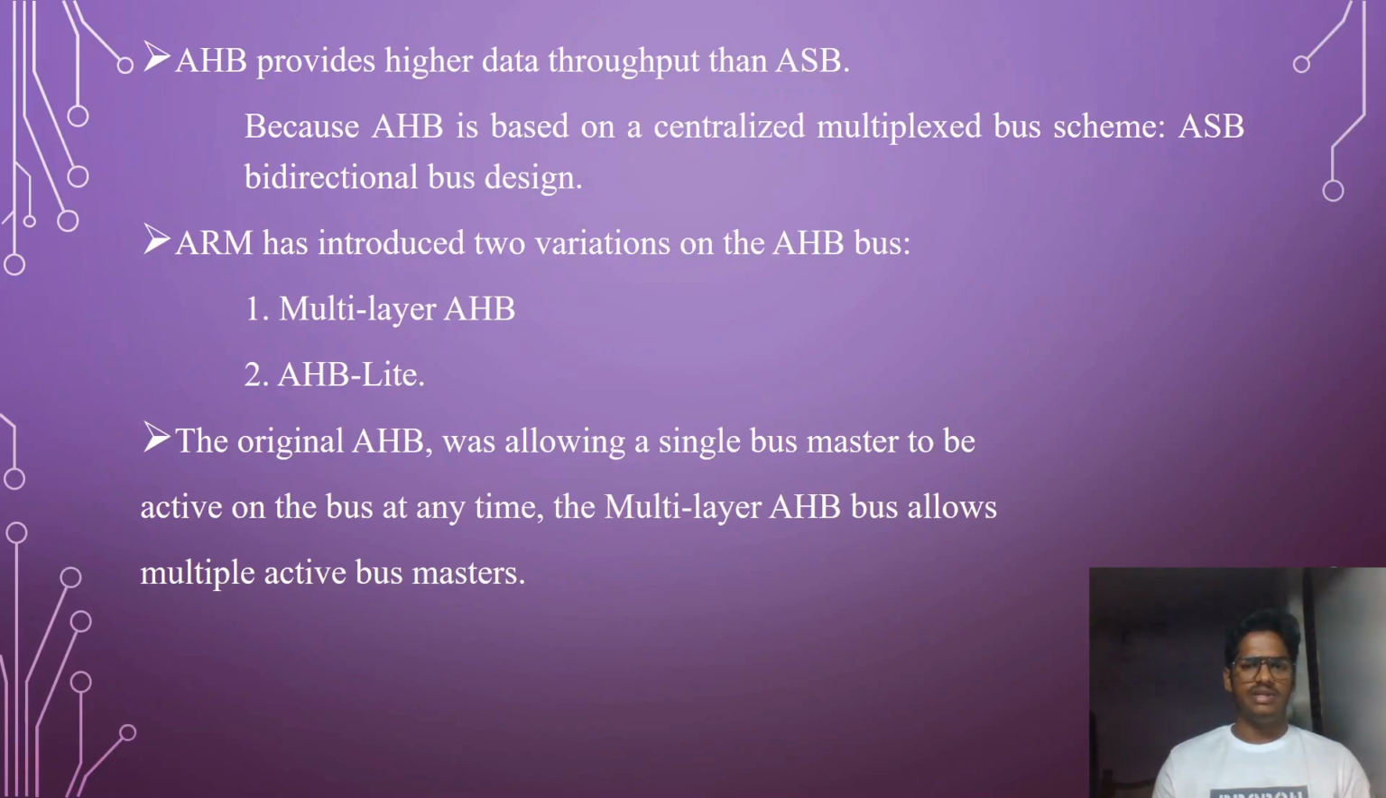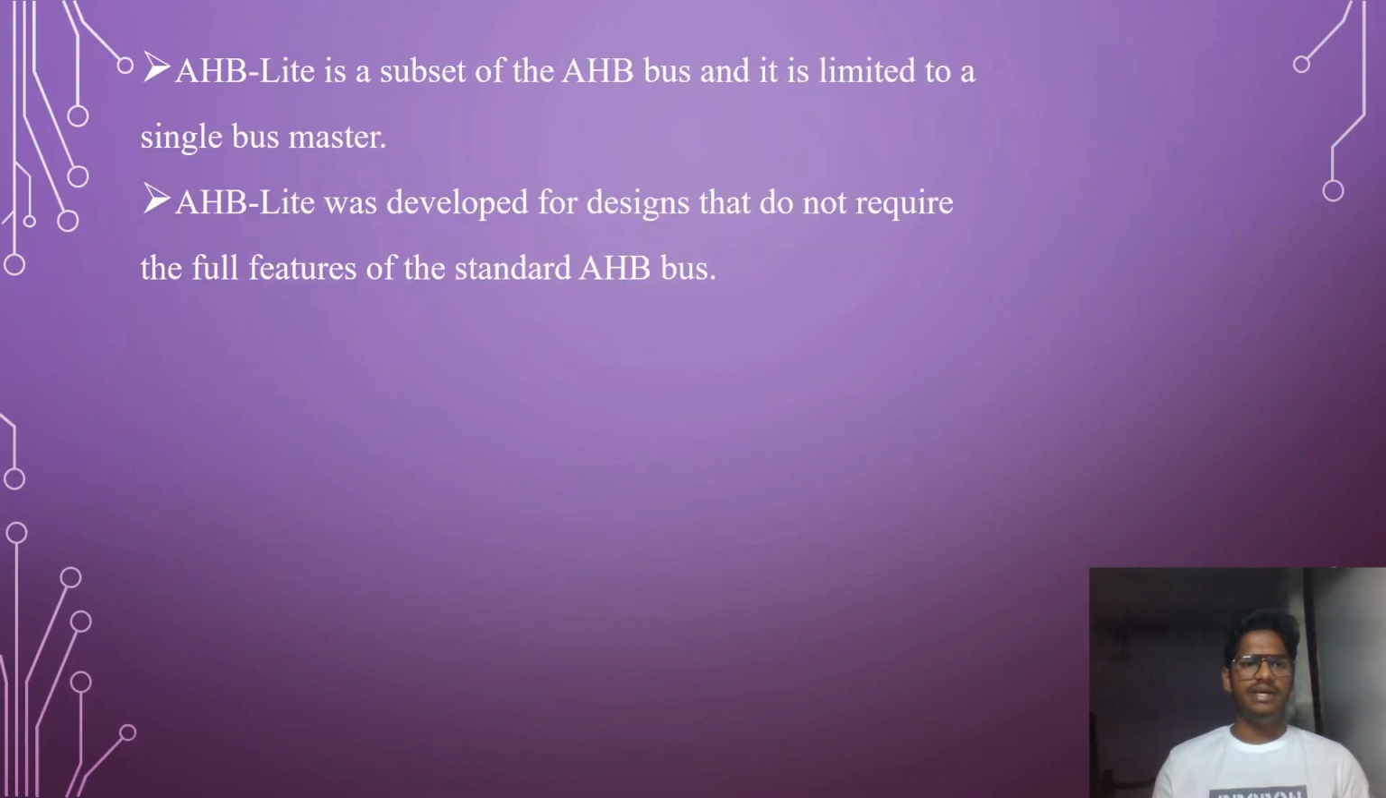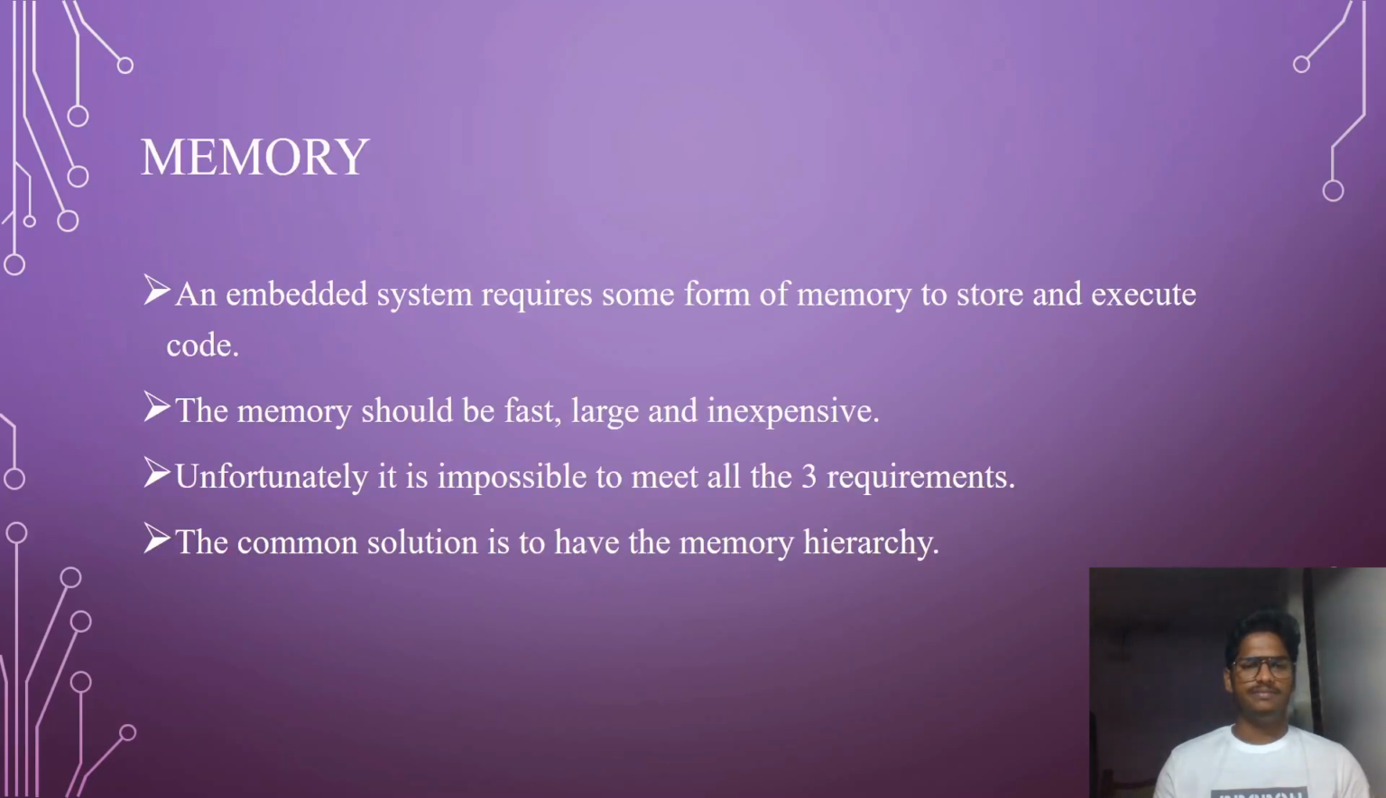ARM has introduced two variations on the AHB bus, multi-layer AHB and an AHB Lite. The original AHB was allowing a single bus master to be active on the bus at any time. The multi-layer AHB bus allows multiple active bus masters. The AHB Lite is a subset of the AHB bus and it is limited to a single bus master. AHB Lite was developed for designs that do not require the full features of the standard AHB bus.